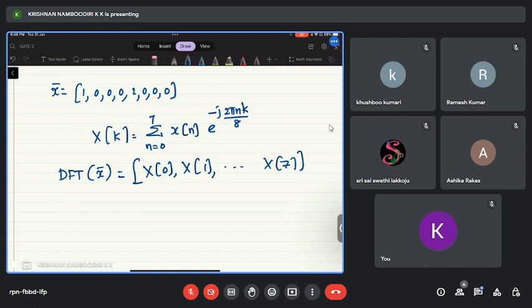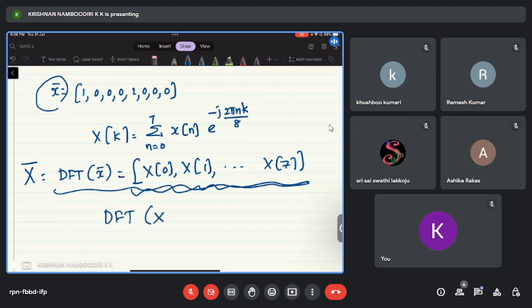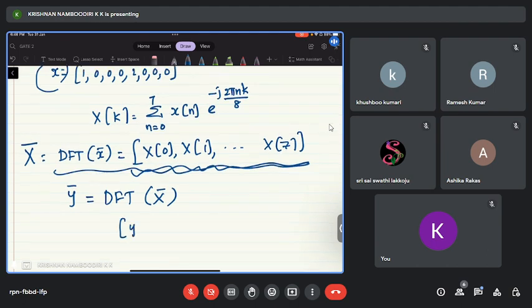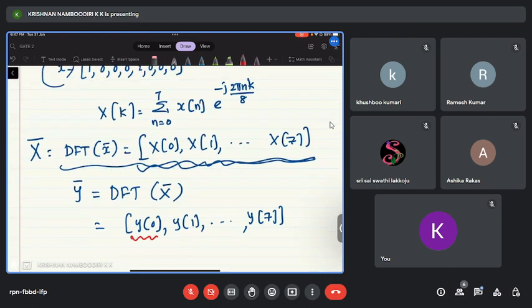Again, you have to take the DFT of this vector, that is, the DFT of x, which I denote with capital X. Again, you get a new vector, the DFT of capital X, which is equal to some other vector y, so y0, y1 up to y7, again an 8 length vector. And it is asked to find y0. So the question is very straightforward and the solution is also not very difficult. Okay, let us come to the question.